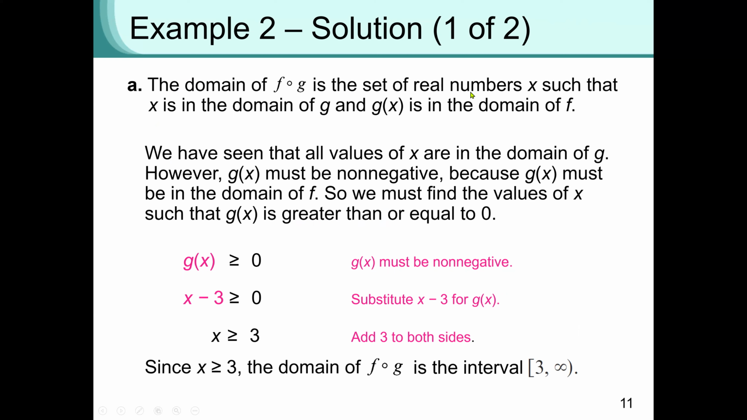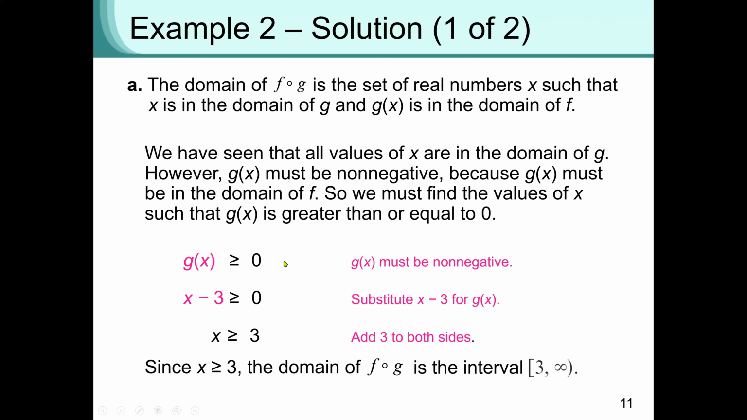So we will say that the domain of f composite g is the set of real numbers x such that x is in the domain of g and g at x is in the domain of f. Since we have seen that all values of x are in the domain of g, however, g at x must be non-negative because g at x must be in the domain of f. So here we must find the values of x such that g at x is greater than or equal to 0. So x minus 3 is greater than or equal to 0, so x will be greater than or equal to 3. So since x should be greater than or equal to 3, the domain of f composite g will be the interval from 3 to positive infinity.